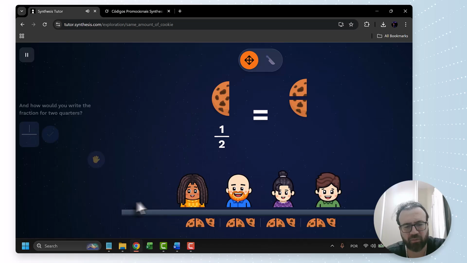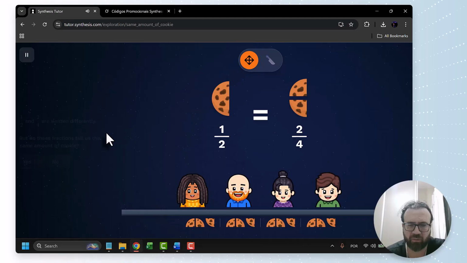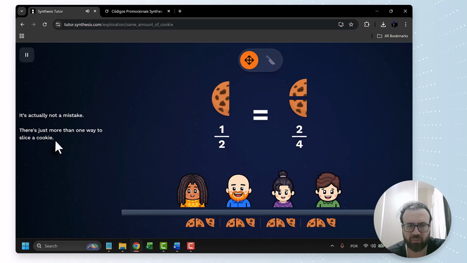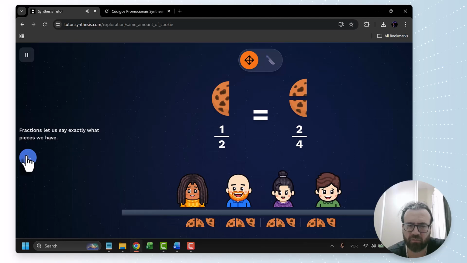Bingo, 1/2. And how would you write the fraction for 2 quarters? Exactly, 2/4. 1/2 and 2/4 are written differently, but do these fractions tell us the same amount of cookie? Right. It's actually not a mistake. There's just more than one way to slice a cookie. We can say 1/2 for 1 big piece, or 2/4 for 2 smaller ones. Fractions let us say exactly what pieces we have.